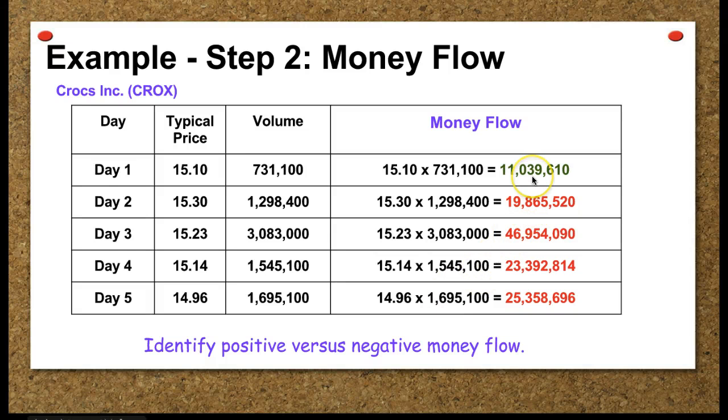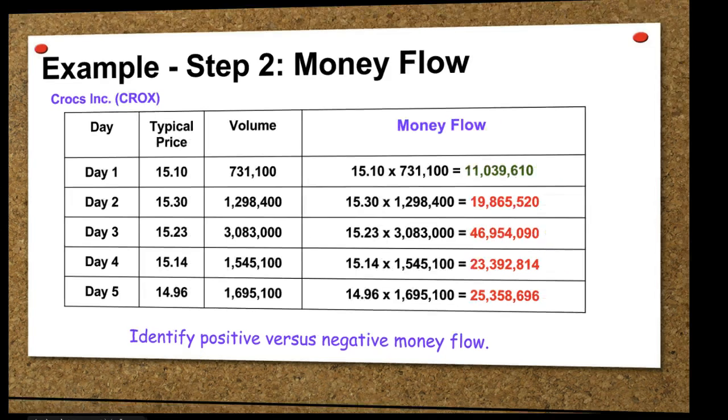Now notice that I have a green number here and red numbers here. So take a minute and think about why that might be. Okay, well hopefully what you've done is you've looked at our typical price from one day to the next. Our typical price from day 1 to day 2 went up. So we have a positive money flow. But look what happened from day 2 to day 3. It now went down. Day 3 to day 4 also went down, and day 4 to day 5 went down as well. Therefore, these are all red negative money flows. Let's move on to step 3.